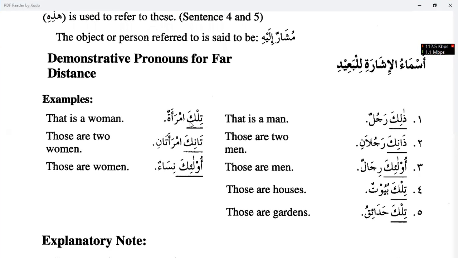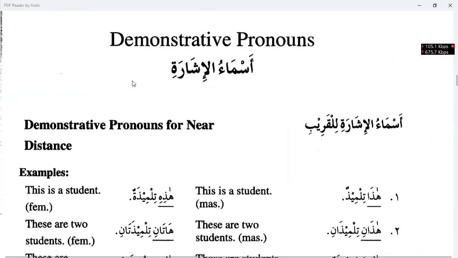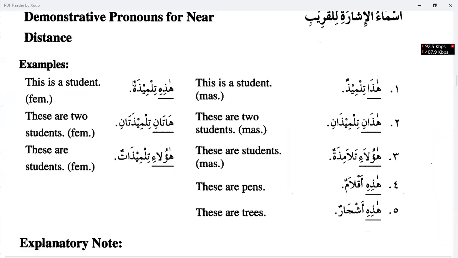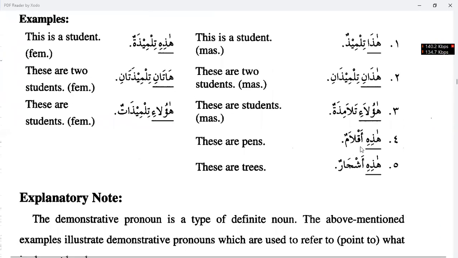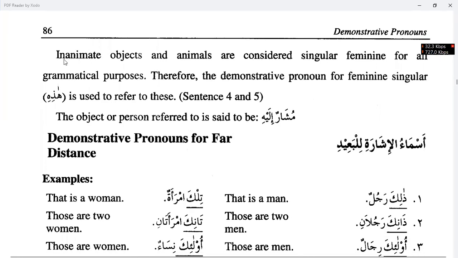Next, who is the next student? Assalamu alaikum, Ustaz. Wa alaikum assalam. Yes. I have a question, Ustaz. These are pens. Hadihi aqlam. Is that correct? Like the hadihi aqlam? Yes. Because the hadihi is singular and aqlam is plural. So here, the answer of your question is written in this line. Read this line.